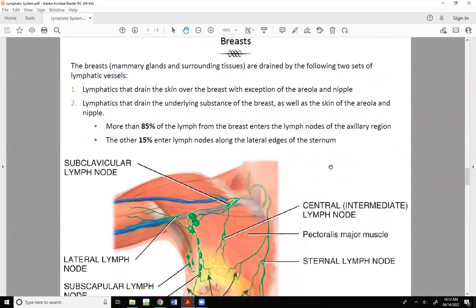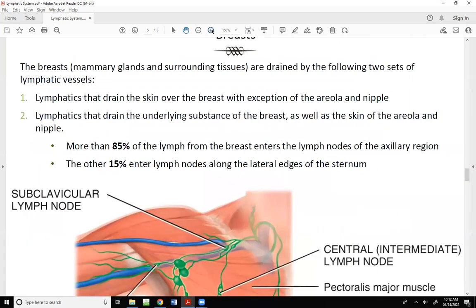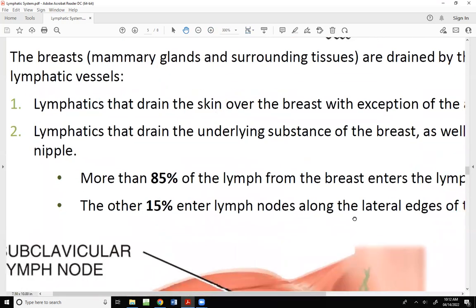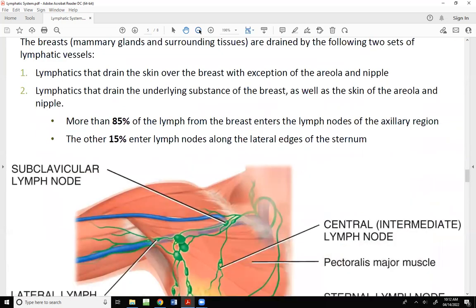Now let's talk quickly about the connection between breasts and the lymphatic system, which is more so related to females because of the significant structures associated with their breasts compared to men. But there's a very significant tie-in between the mammary glands and the other breast structures in the lymphatic system.